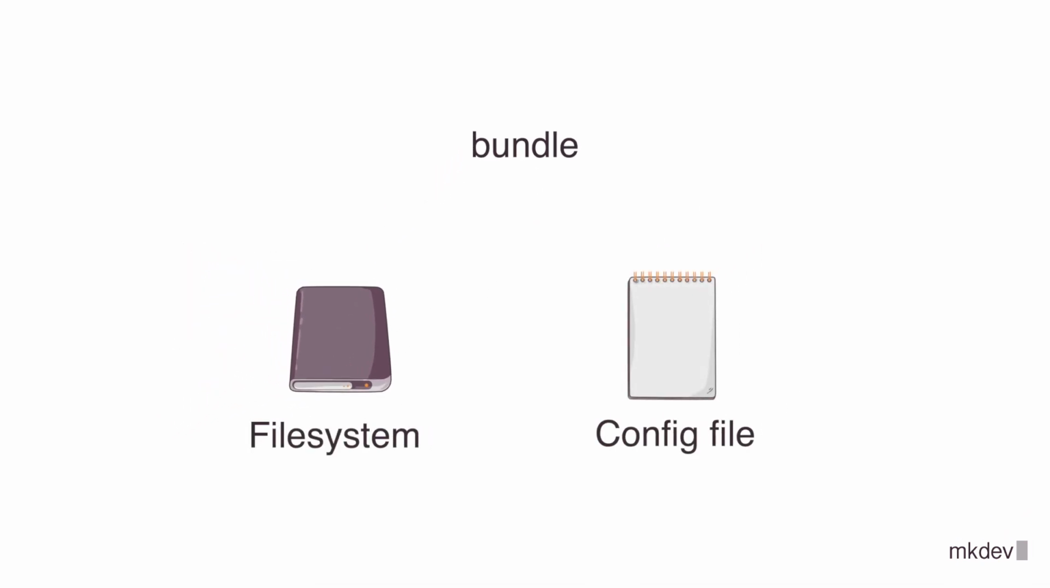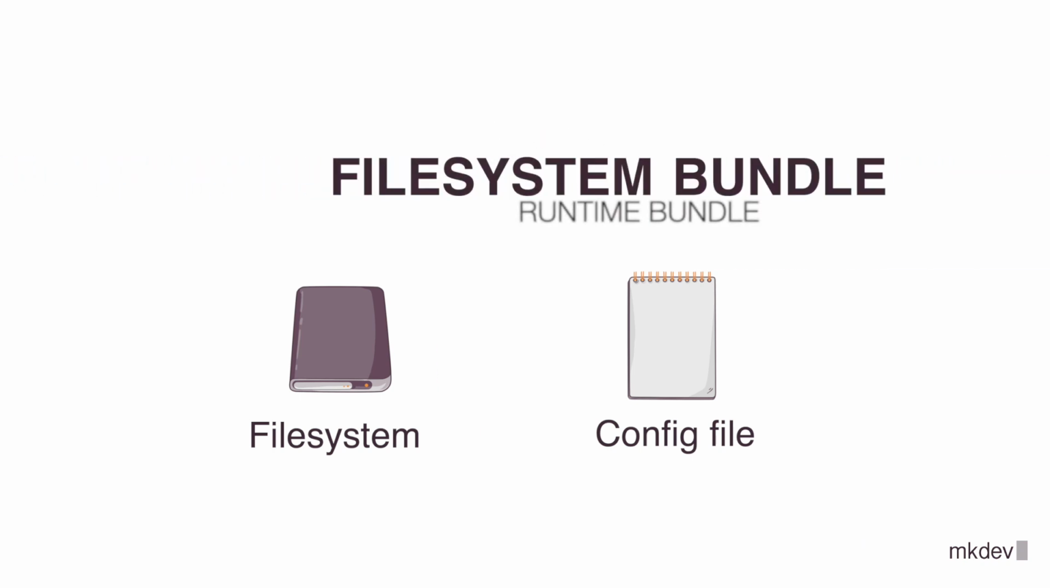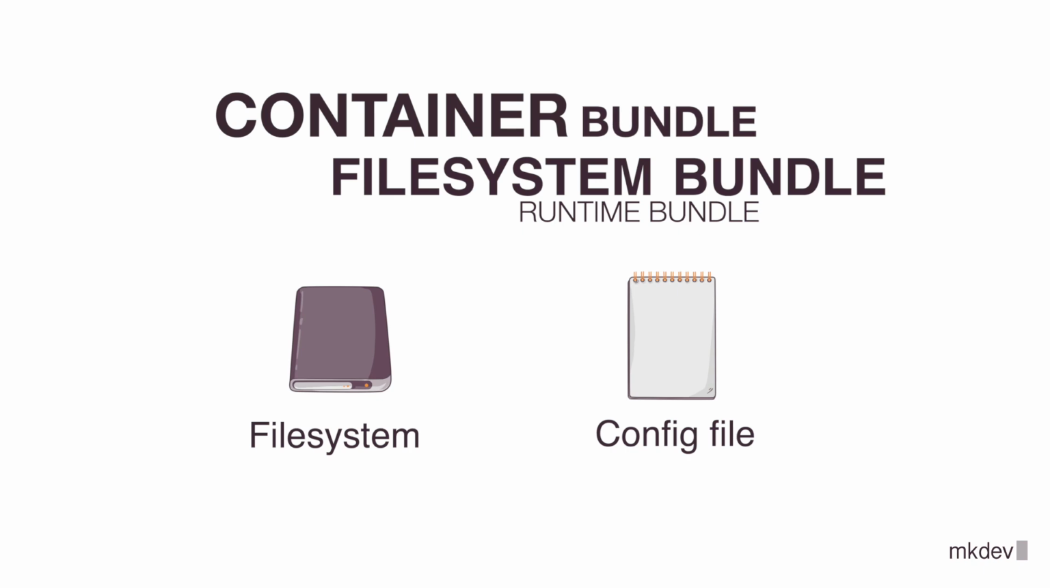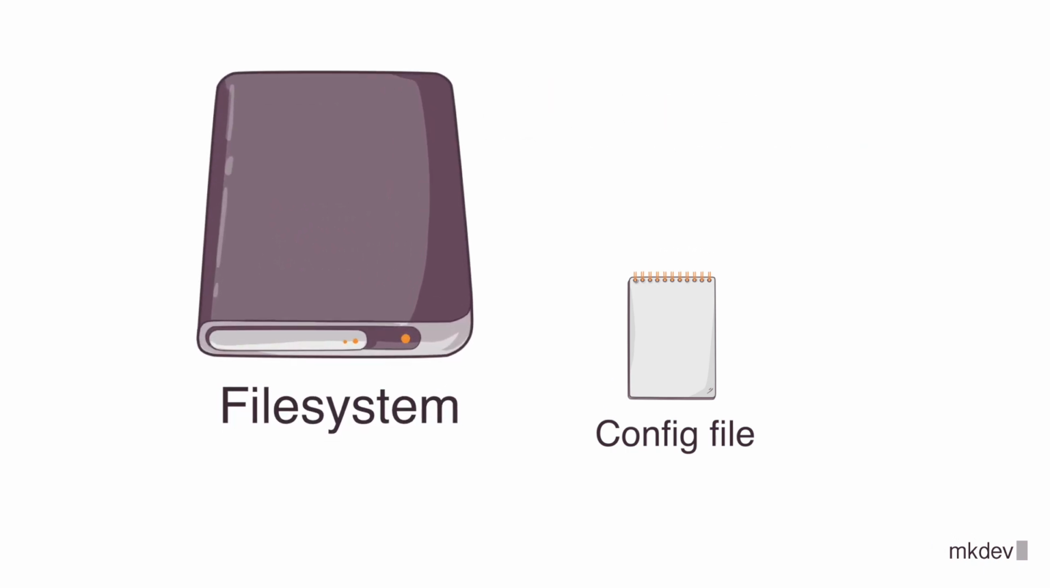It's not actually much, only a config file and a complete root file system. There is no standard name for such bundles. You will find it called File System Bundle, OCI Bundle, Runtime Bundle, and Container Bundle. I will use the latter name. The root file system part of the Container Bundle is literally just a collection of files and folders that will be available inside the container when it runs.